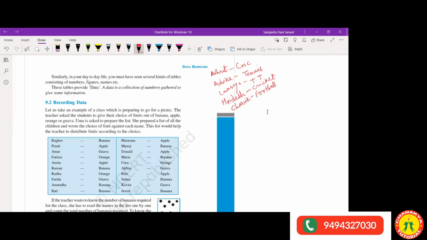Now, how will I organize the data? Organizing the data means to put it in number form, make a tabular form of it, and calculate the frequency. Like here in my chart, 2 children like cricket. So the frequency of cricket is more here. 1 child likes football, 1 likes tennis, 1 likes table tennis. So the maximum frequency is cricket. 2 children like cricket.